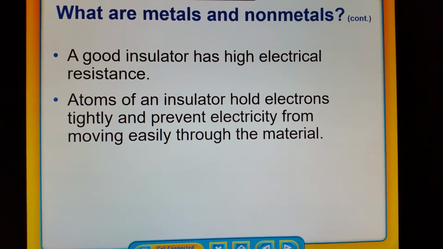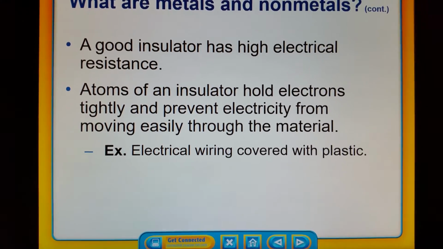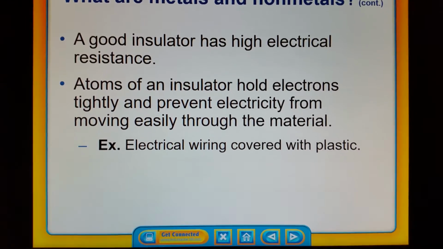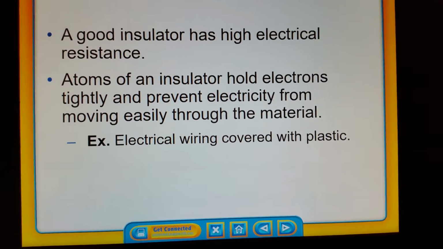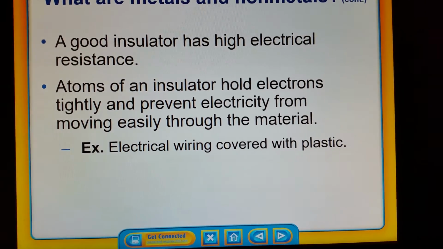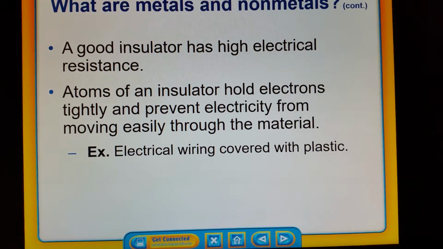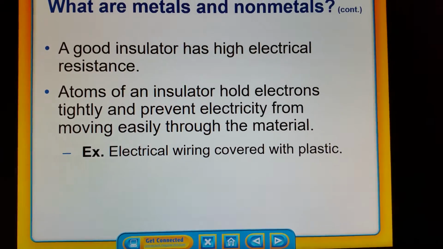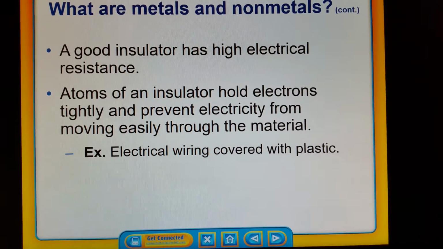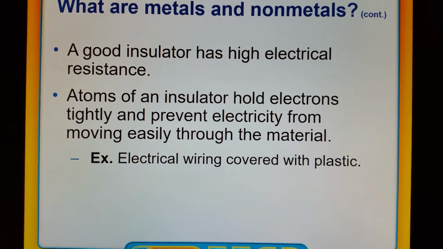Atoms of an insulator hold electrons tightly and prevent electricity from moving easily through the material. An example of this is electrical wiring covered with plastic. Just think about it. When we plug a TV or some type of electrical device in, our cords are covered with what? Plastic, and that's why. So we don't come into direct contact with the wire, because the wire is made of copper and it transfers electricity easily. So we use something we call an insulator, and that plastic covering is an insulator.